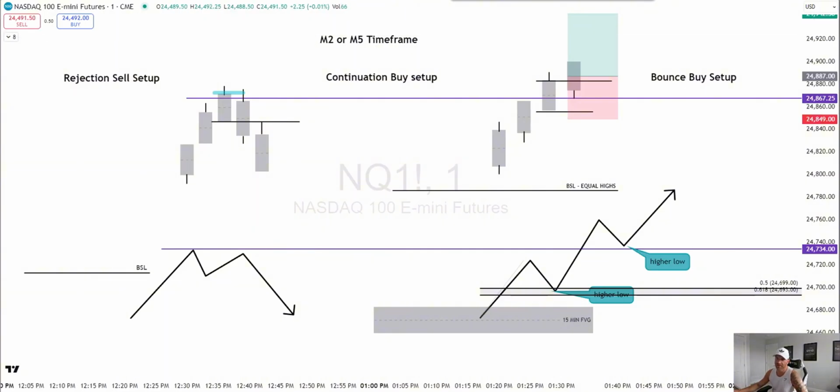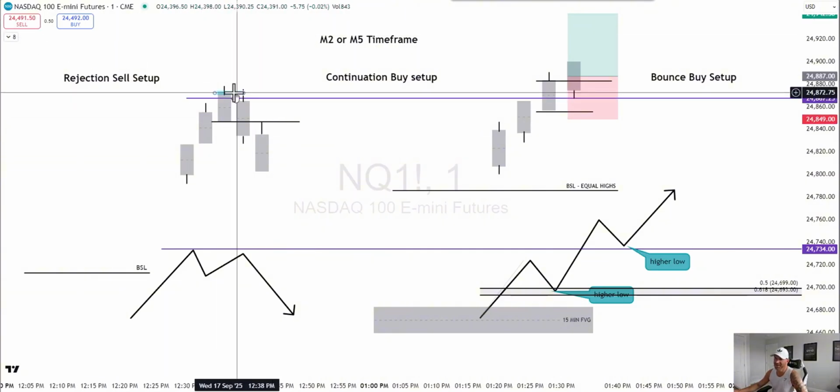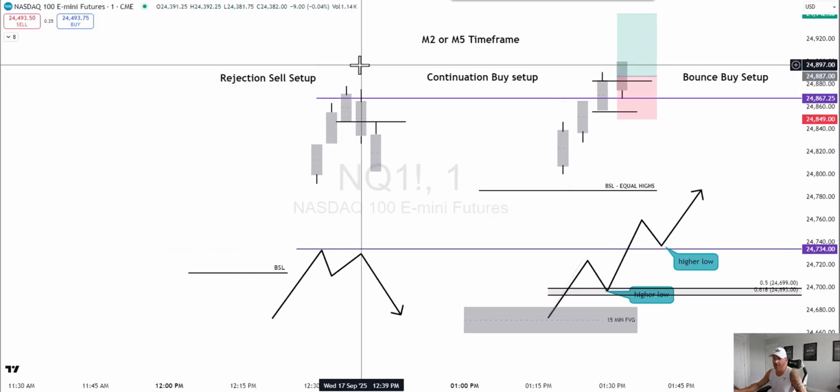The levels, if you want to learn the levels, there's a course for that. This is going over how to enter on them.